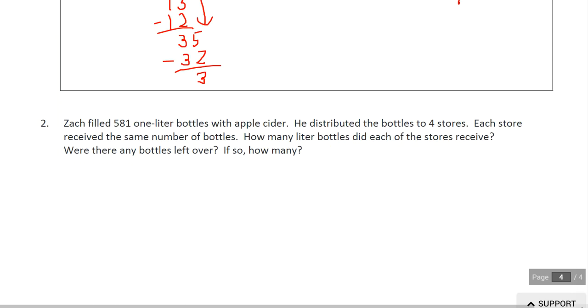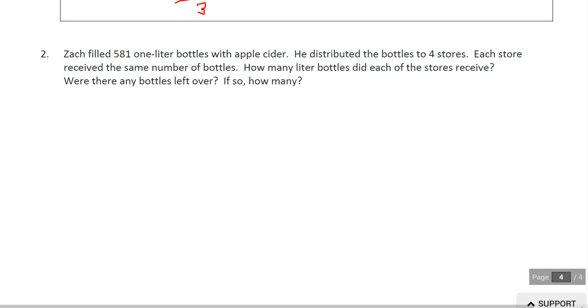All right, so Zach filled 581 1-liter bottles with apple cider. He distributed them to 4 stores. Each store received the same number of bottles. How many bottles did each store receive? Were there any left over? If so, how many?